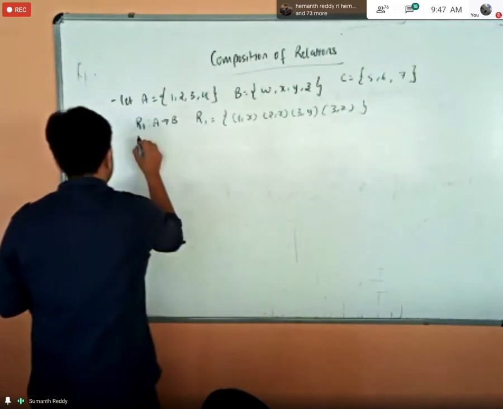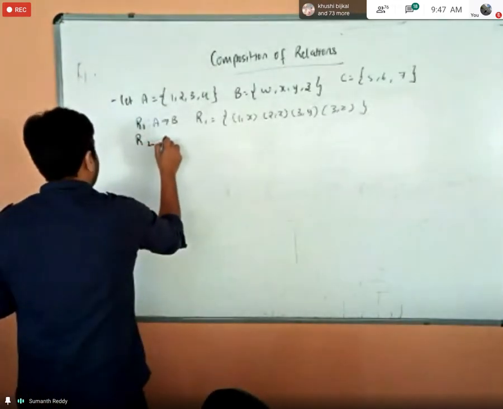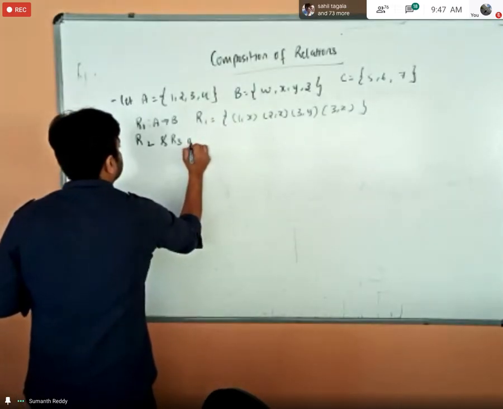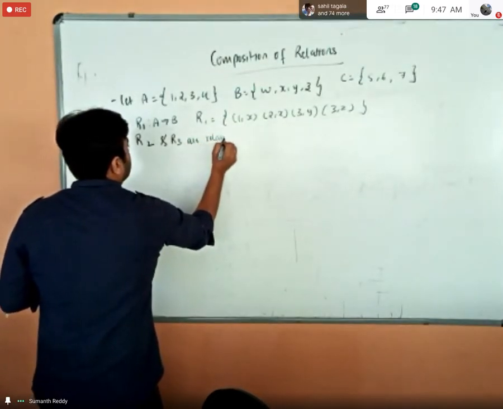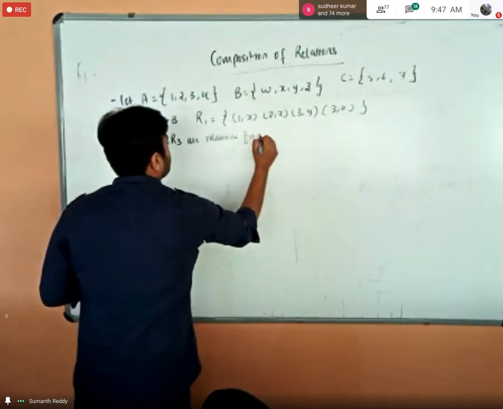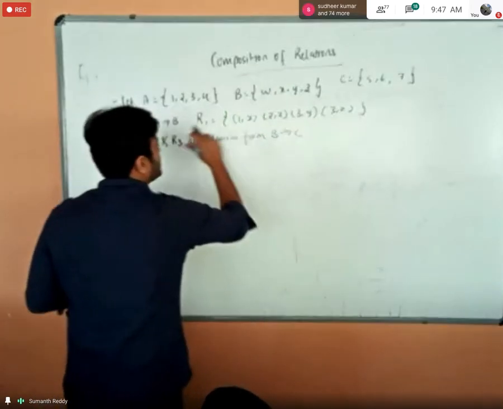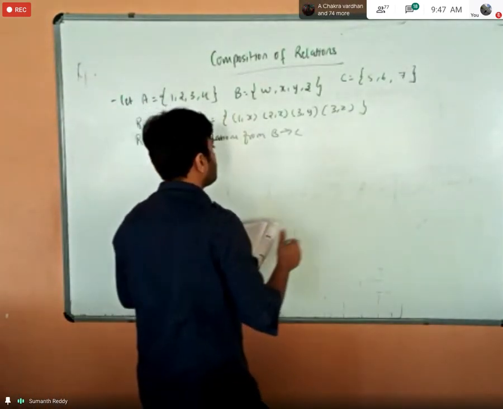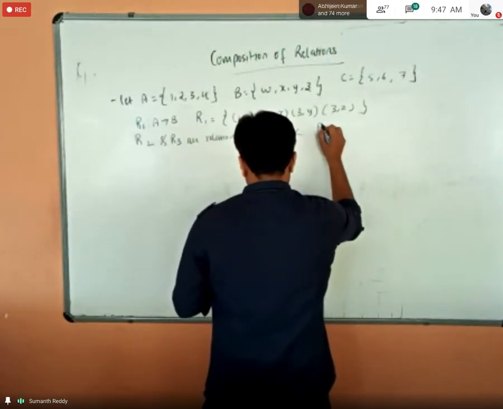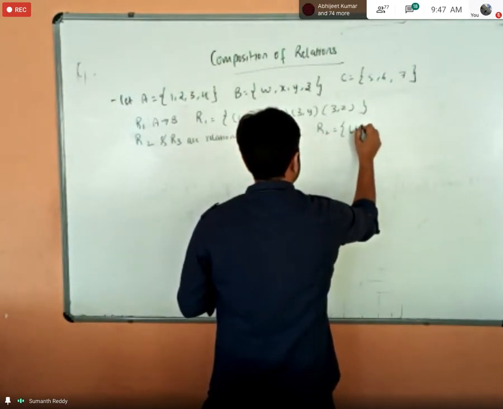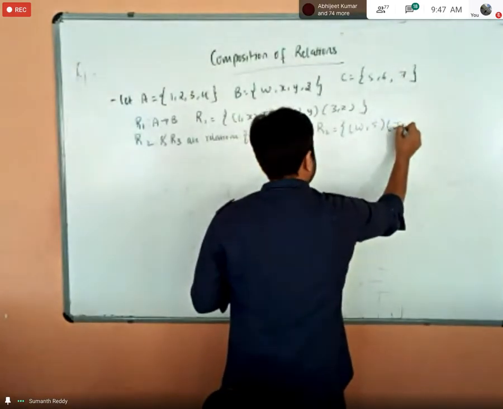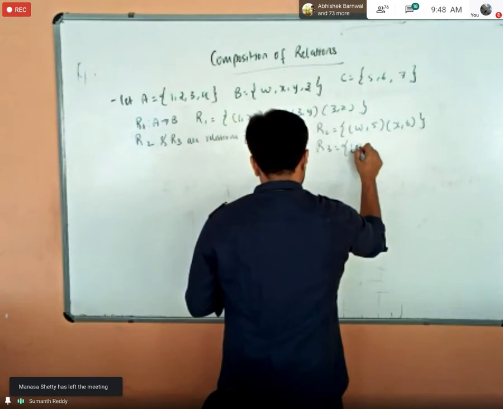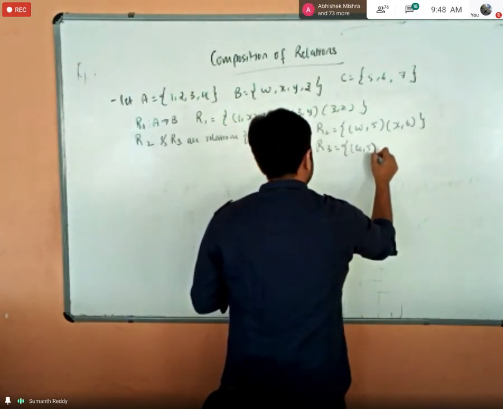This is one of the exam problems. And both R2 and R3 are relations from B to C. So relation R1 is from A to B, and R2 and R3 are from B to C. R2 has the ordered pairs W comma 5, X comma 6, and R3 contains the ordered pairs W comma 5 and W comma 6.